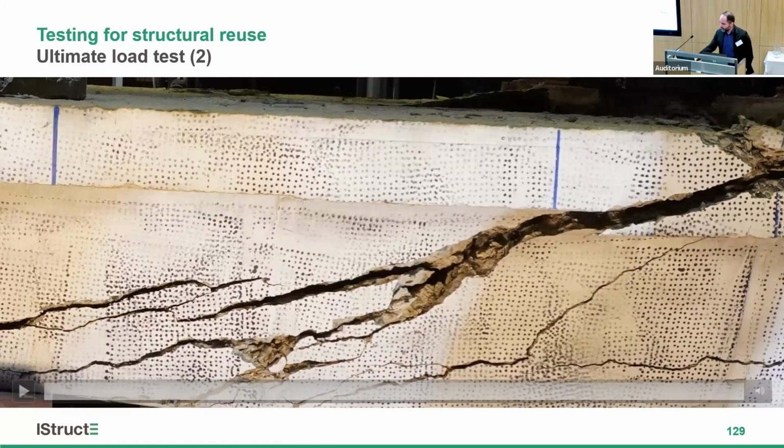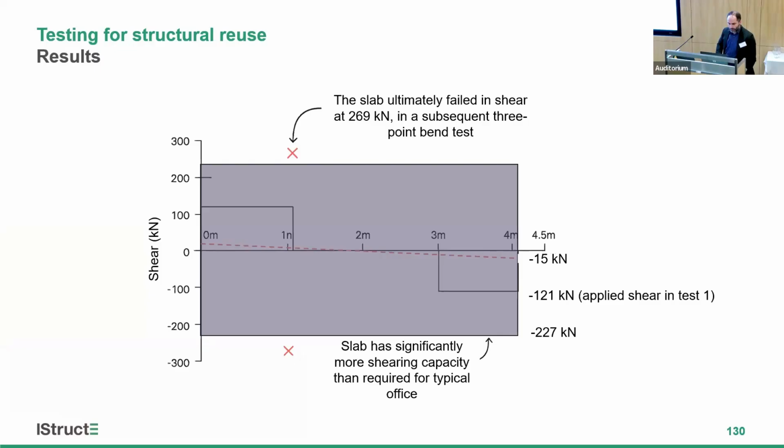Now, moving very briefly into results, I think I'm very well in time. What you see on the dashed, so this is the intended purpose of the reused slab plank, is for an office building. And what you see in the dashed orange or red curve is the design demand. The continuous black curve is what we loaded in the first stiffness test. And the red cross is the capacity of the slab.